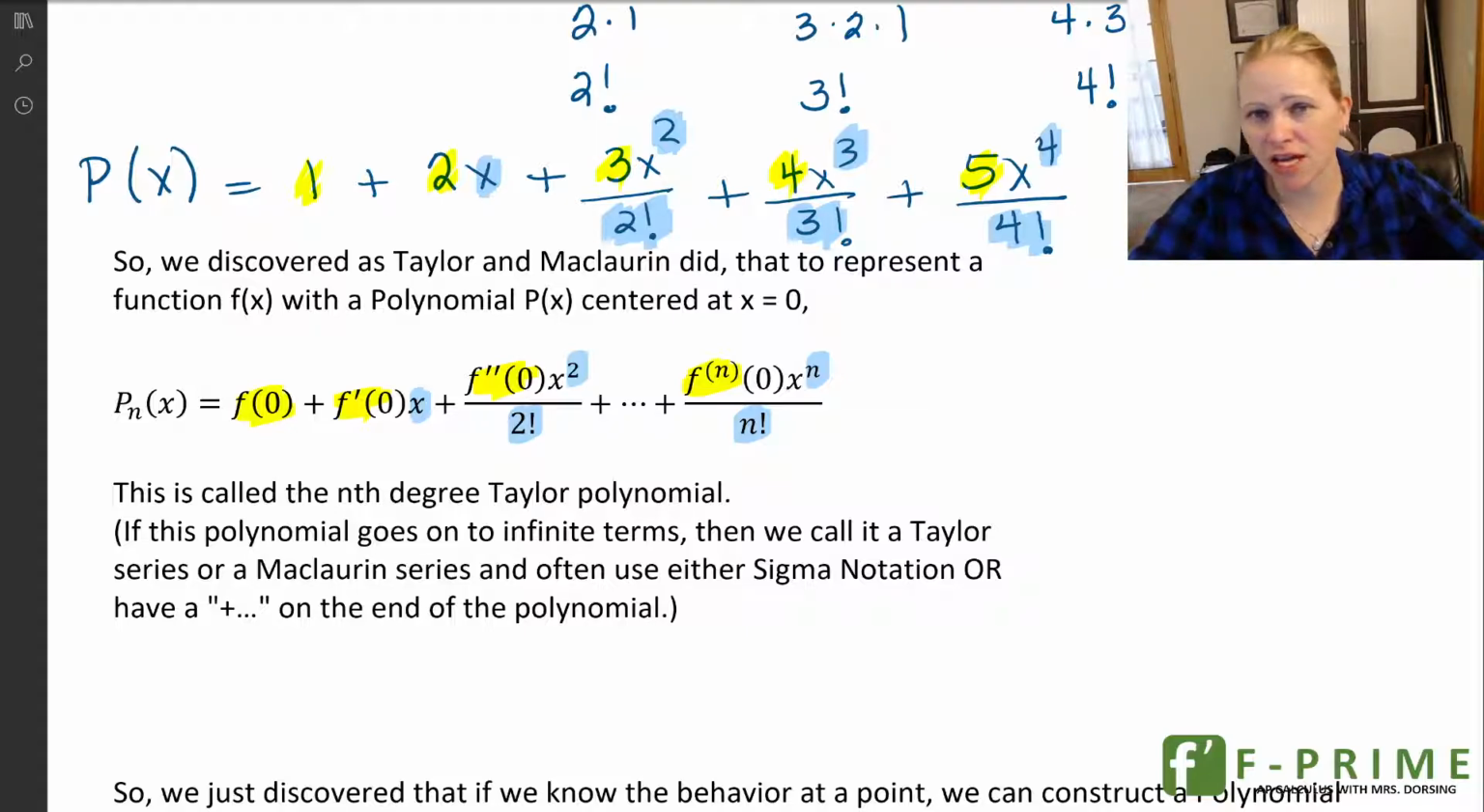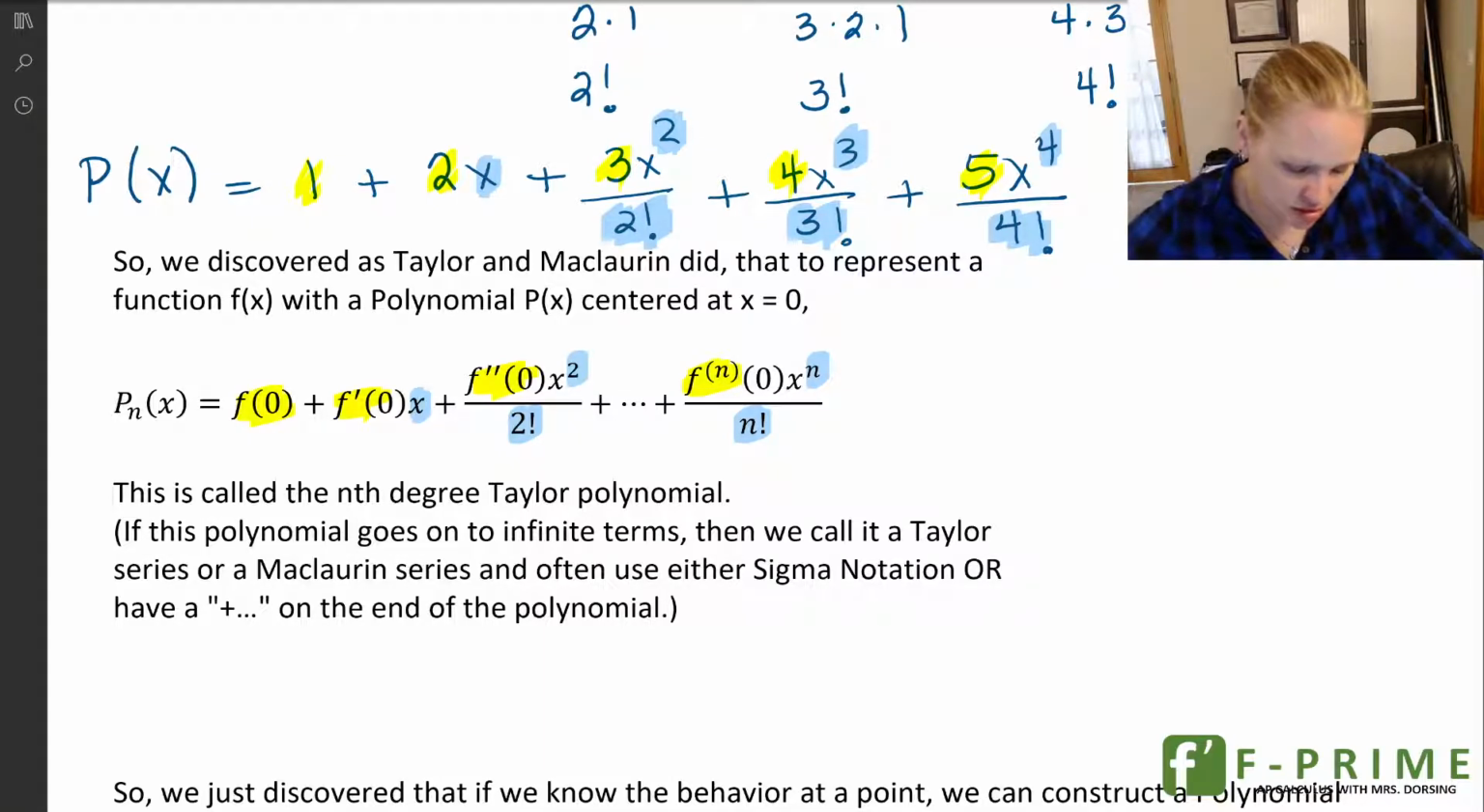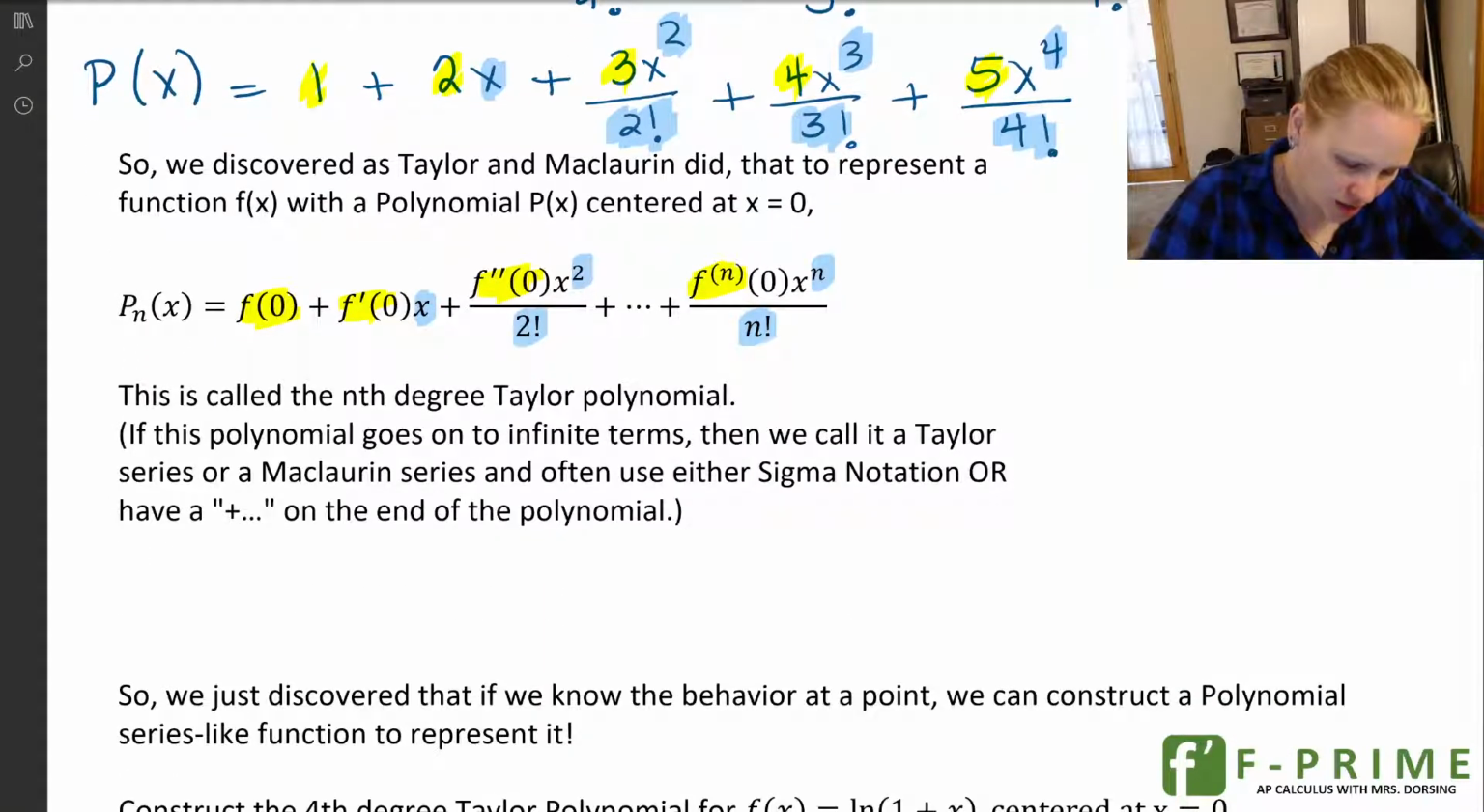We knew the derivatives at x equals 0. We knew the value of y at x equals 0. We also are going to talk a little bit about what happens if we want to center it at a value other than 0. That's going to be a little bit later on. But this is called an nth degree Taylor polynomial.